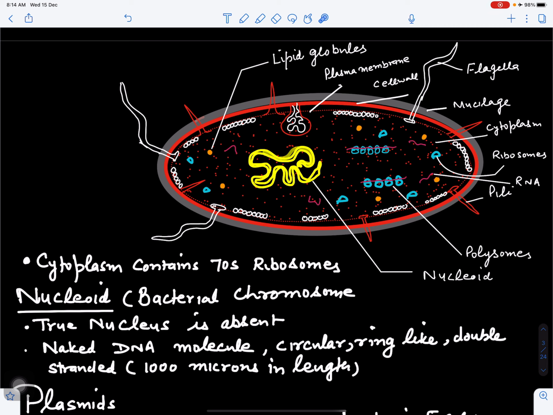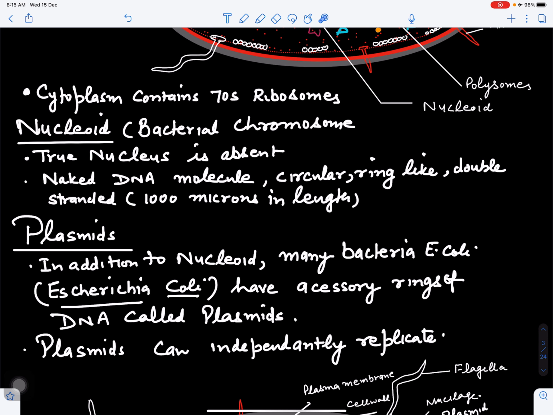And this is the DNA of the bacteria. This is not a well-defined nucleus; there is no nuclear membrane, no nucleolus. Only DNA is present, lying naked here. True nucleus is absent. So it is naked DNA, which we can say is ring-like, about 1,000 micron in length, not showing any association with proteins. Sometimes this may show certain association. It is not associated with histone protein. It may show certain association with some of the other proteins, but otherwise it is quite naked. So no nuclear membrane, no nucleolus, no nucleus, right? So a well-defined nucleus is not there. This is called the nucleoid.